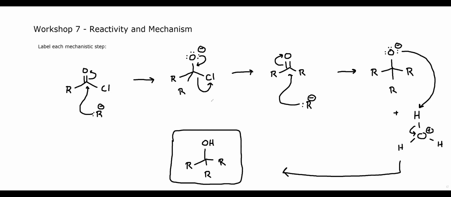We're just going to talk about the arrows and label each mechanistic step for this process, okay? Remember, R just stands for some generic carbon-containing group. It could be anything, we just call it R. So we have some carbon-containing group R attached to a carbonyl, and on that carbonyl is chlorine, okay? So what happens in this first step?